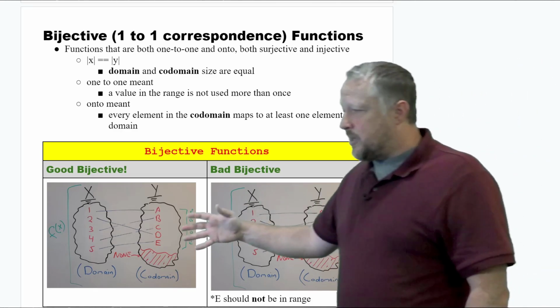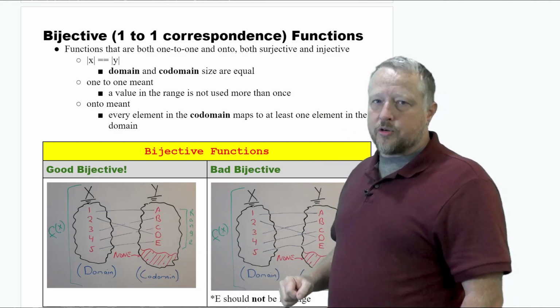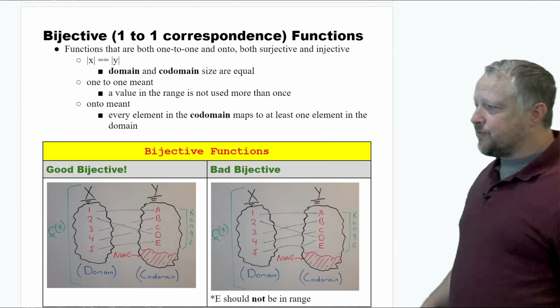That would be a bad bijective. So notice it's very easy, to be honest with you. Everybody's got a responsibility and everybody has a solution. That's your good bijective function.